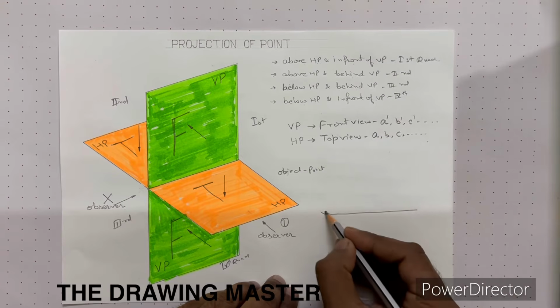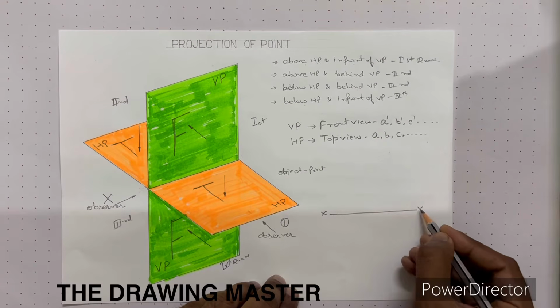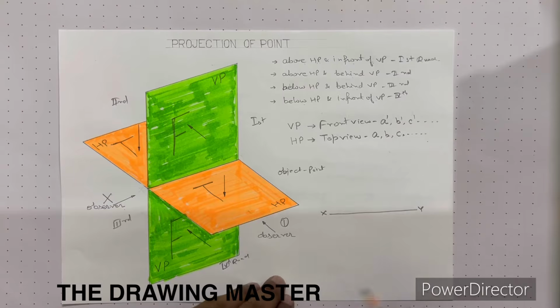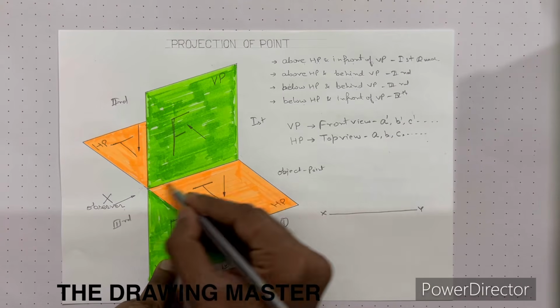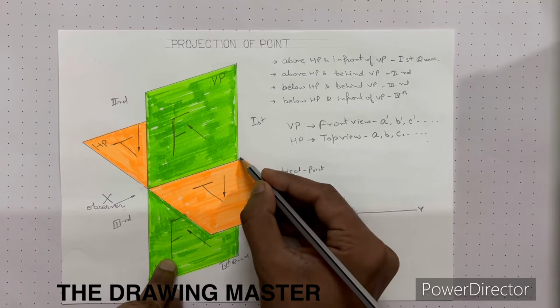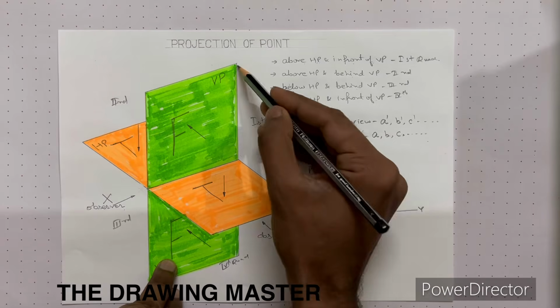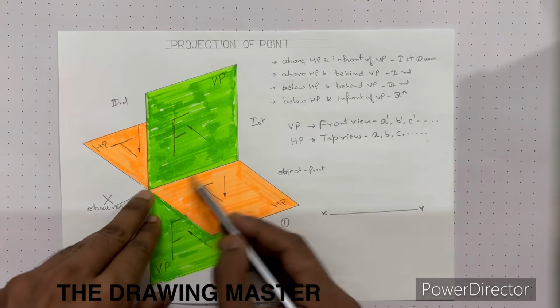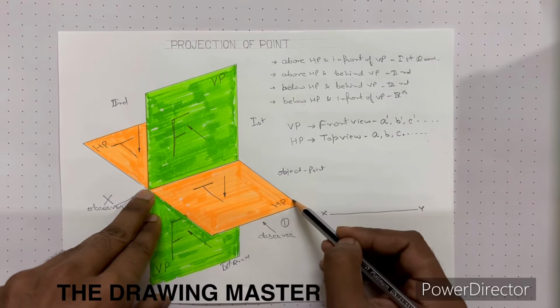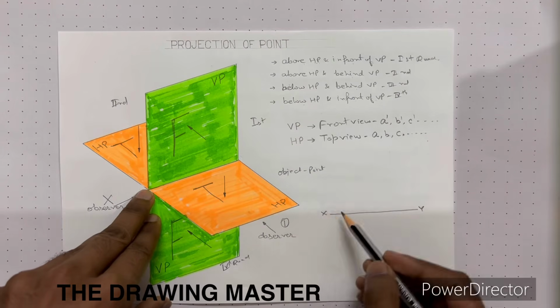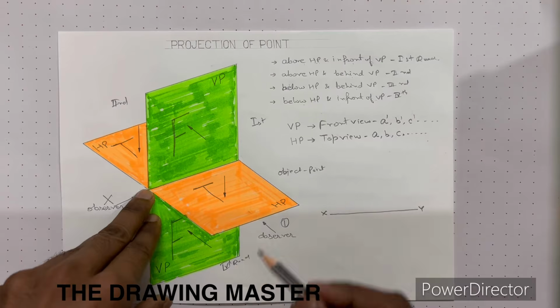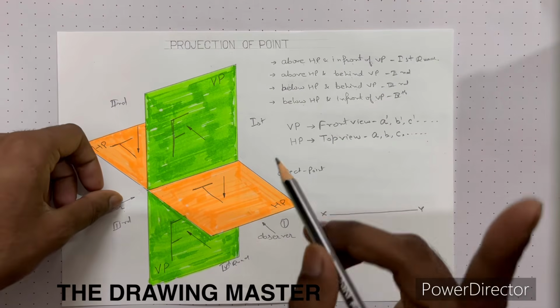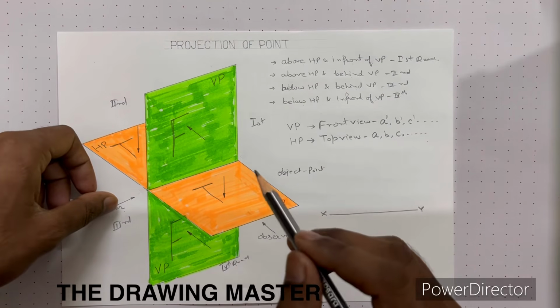This is a reference line. It is denoted by XY. This one is the reference line, right? Why is it denoted by XY line? Because one more plane is there, that is the profile plane. So when we are opening, this is the X-axis and this Y-axis goes on this side. So that's why this is the XY line, right? Last part, this part is very, very important.